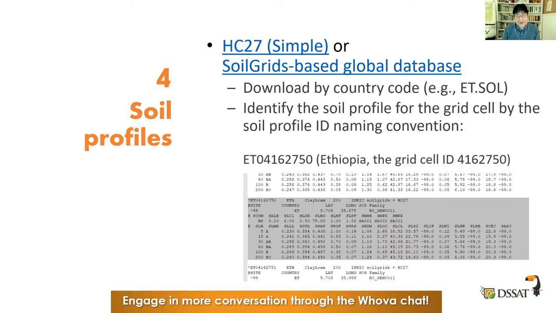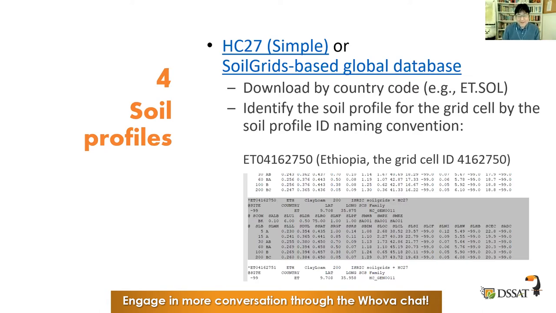Another approach is SoilGrids. So ISRIC has been releasing higher resolution SoilGrids, and several years ago, we worked with IRI at Columbia University to take one of the versions at that time. It was about 1 kilometer resolution at that time, but we aggregated to 10 kilometer resolution, and then we converted it to the DSSAT soil profile format.